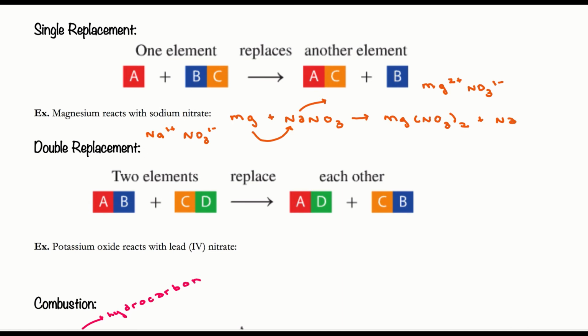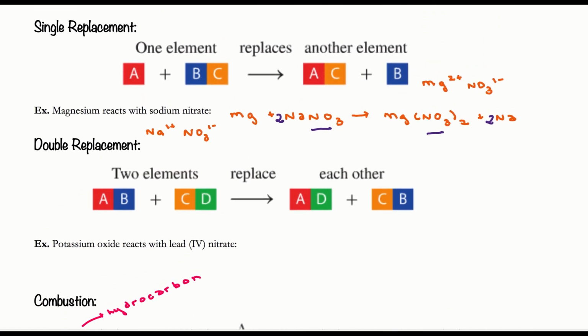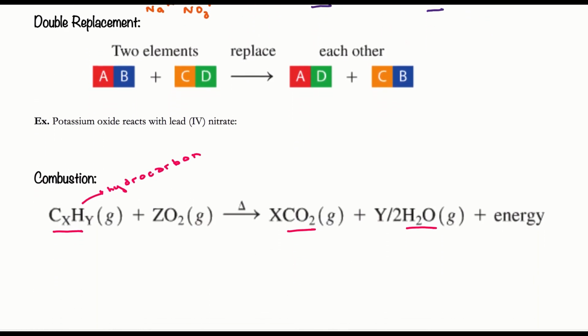Now I need to balance this reaction. So I've got one magnesium on my reactant side, one on my product side, one sodium. I have one nitrate on my reactant side, but two on my product side. So I'm going to have to put a 2 in front of sodium nitrate and then a 2 in front of sodium. And I am balanced. So again, I don't expect you to be able to do that quite yet, but I do expect you to be able to recognize that magnesium, by going in and kicking sodium out, makes this a single replacement reaction.